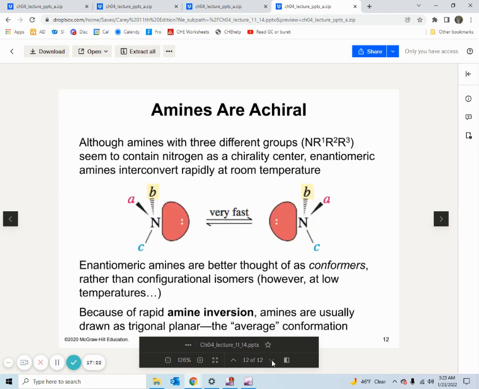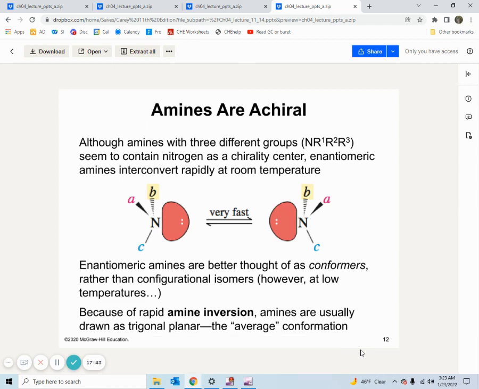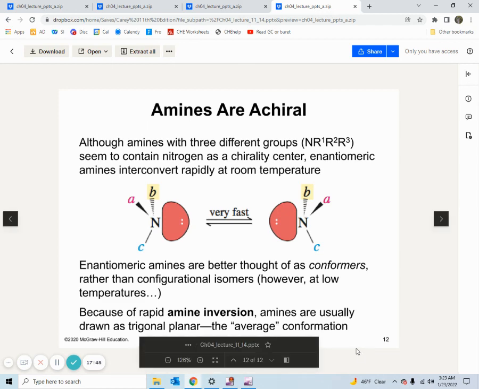Amines, by the way, are achiral. Although amines with 3 different groups, such as NR1R2R3, seem to contain nitrogen as a chirality center, enantiomeric amines interconvert rapidly at room temperature, very fast. Enantiomeric amines are better thought of as conformers rather than constitutional isomers, except at low temperature. Under normal conditions, because of rapid amine inversion, amines are usually drawn as trigonal planar, their so-called average conformation.